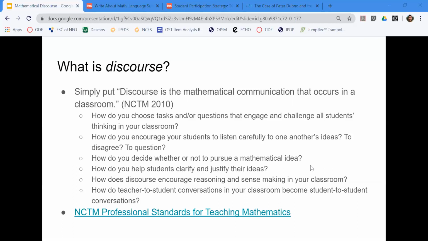And then finally, teacher to student conversations in the classroom. How do we take those and turn those into student-to-student conversations where they actually interact with one another in a meaningful way? They're not just talking, they're not just saying, well, I did this and I did this, but there's some more structure to that. I have linked in the presentation, I'm not going to go there now, but I wanted to link it.